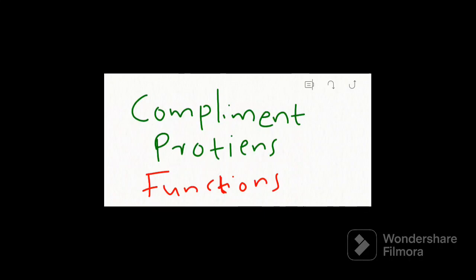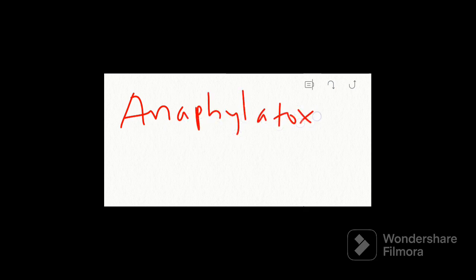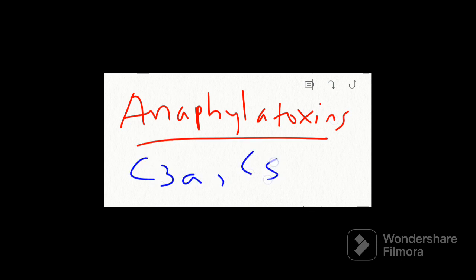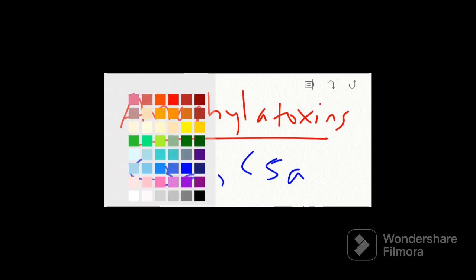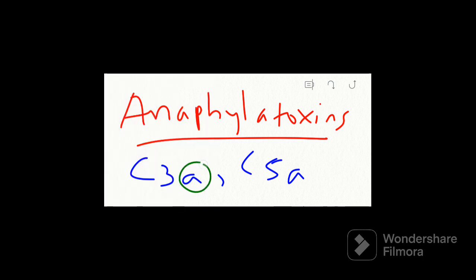Okay, complement proteins and their functions. First, we are going to look at anaphylatoxins. They are C3a and C5a. Both C3a and C5a have 'a', and anaphylatoxins also have 'a' as the first letter, so we can easily remember by this. Anaphylatoxins are C3a and C5a.